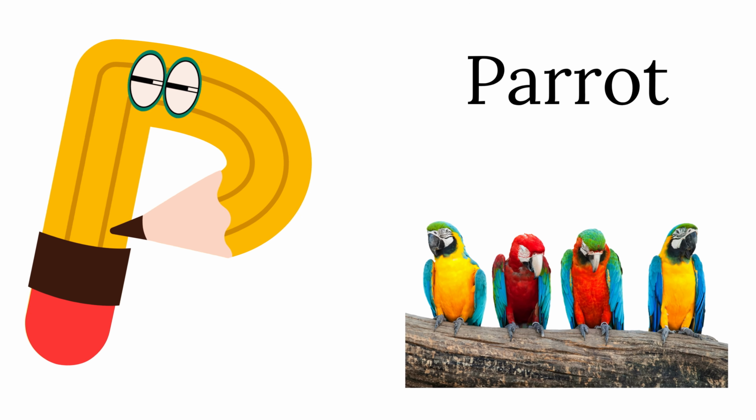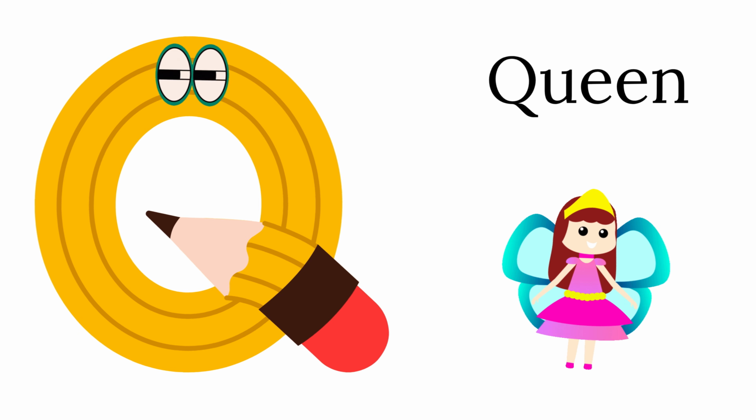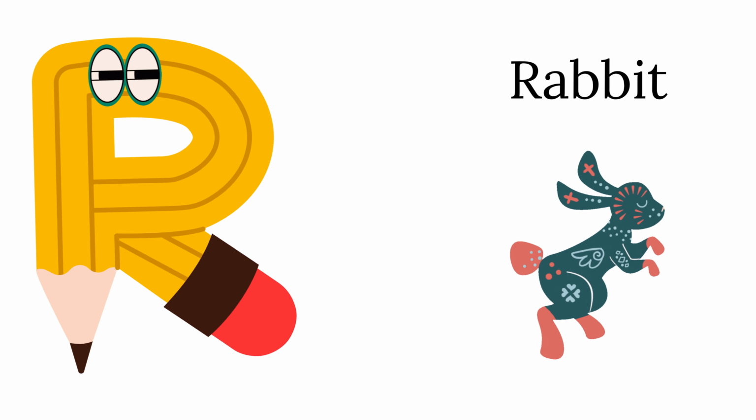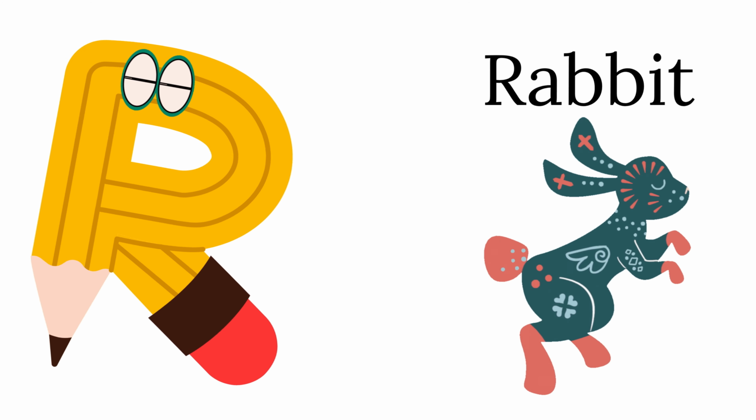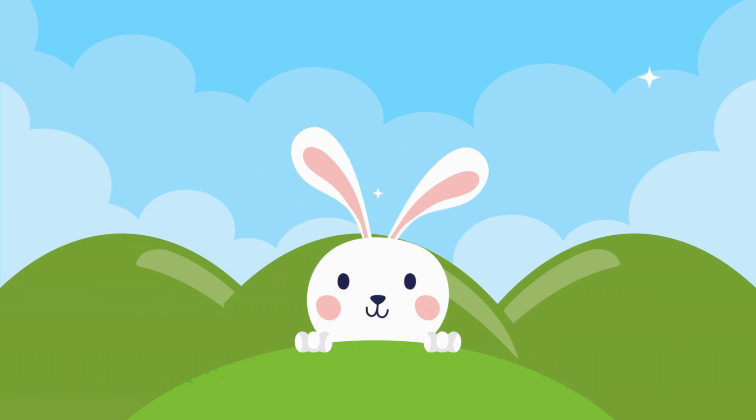P is for parrot, P, P, parrot. Q is for queen, Q, Q, queen. R is for rabbit, R, R, rabbit.